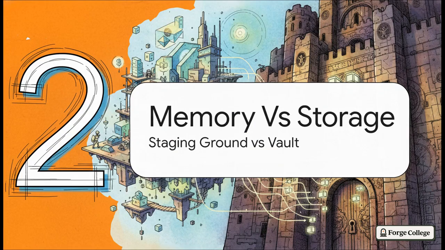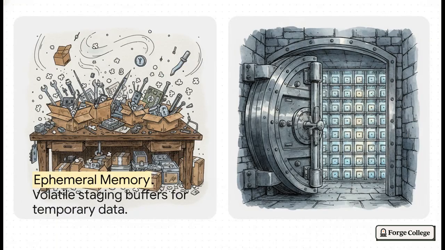Moving on to Section 2, memory versus persistent storage, the staging ground versus the vault. Okay, because dynamic structures completely break that simple one variable, one slot model, we actually have to rely on an entirely new pattern of indirection. Take a look at the chaotic staging ground of ephemeral memory on the left. It's basically filled with virtual packing peanuts and half-open boxes. It's this volatile buffer where temporary data gets mutated and arrays are built.